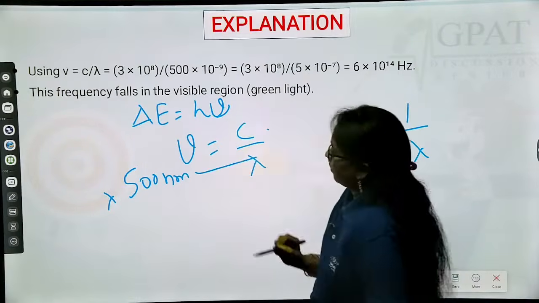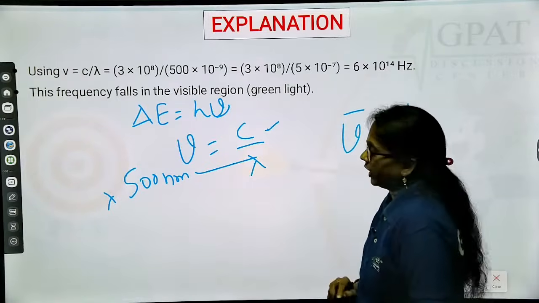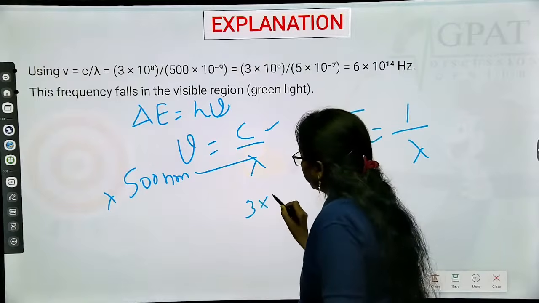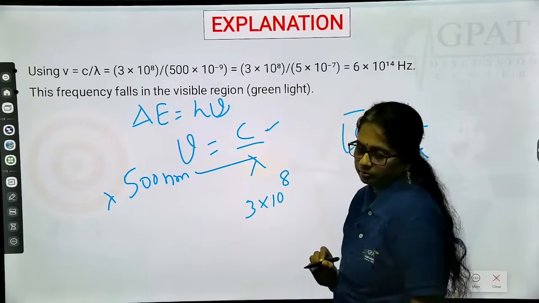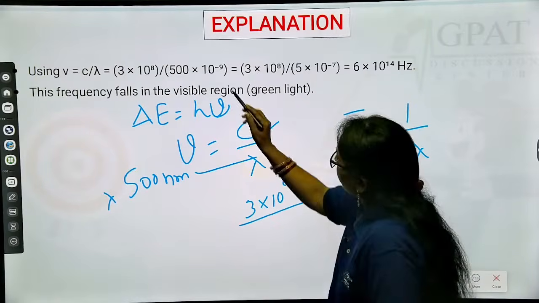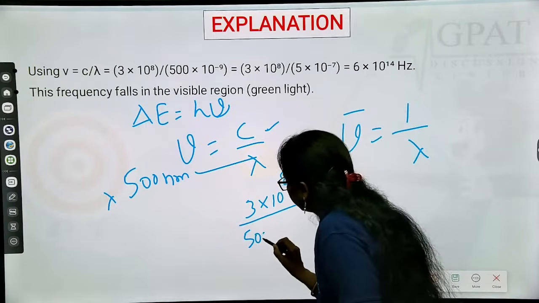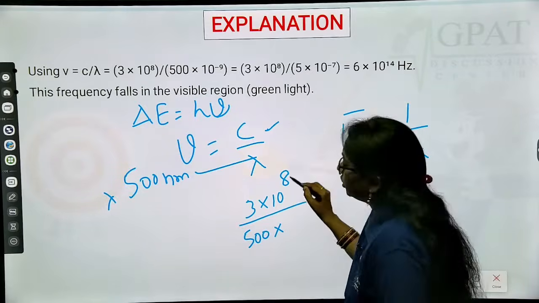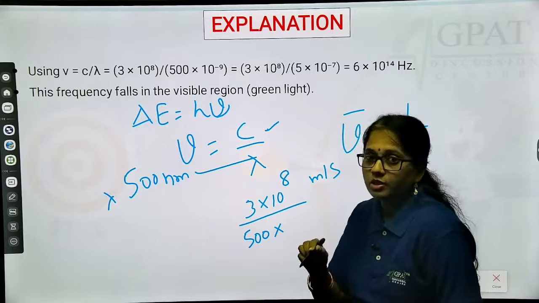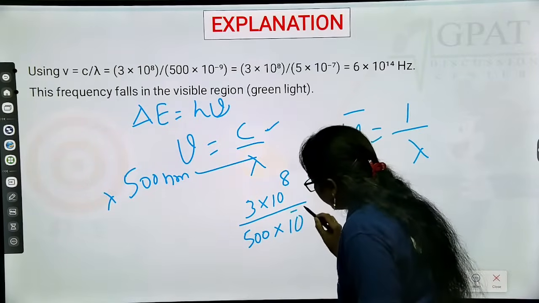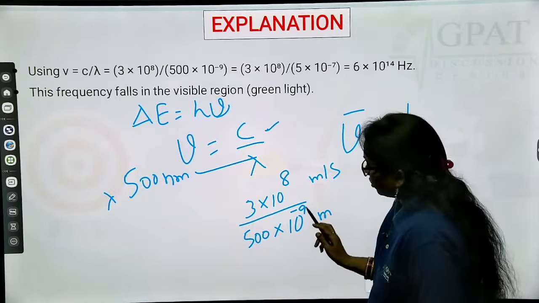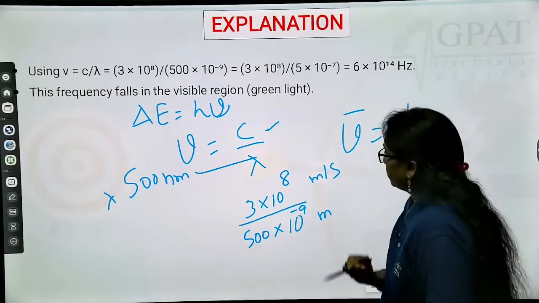So this formula is sufficient. We know the speed of light is 3 into 10 to the power of 8 meters per second. And here the wavelength is 500 nanometers. Nano means 10 to the power of minus 9 meters, so you need to add 10 to the power of minus 9 here, so that both are in the same units.